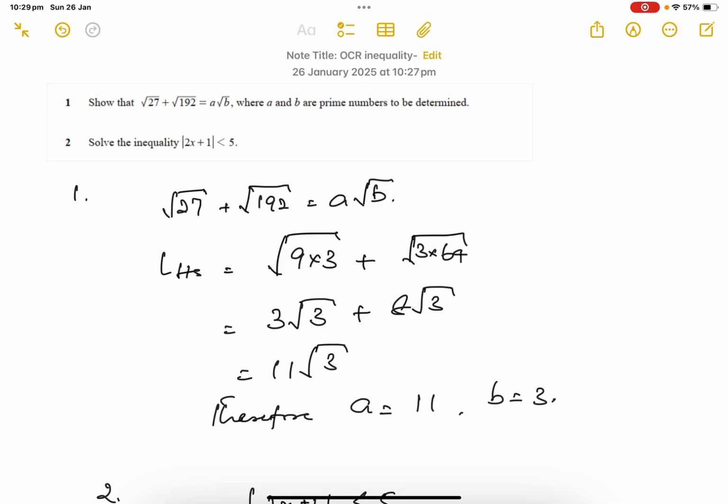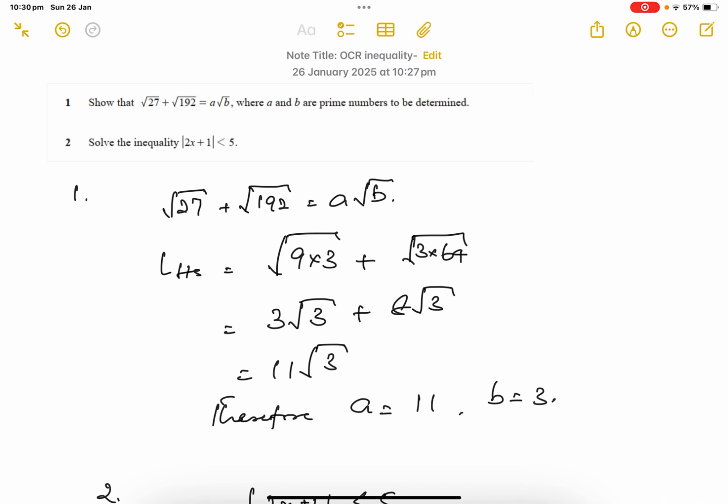So we can write the question again: square root of 27 plus square root of 192 equals a square root of b, where a and b are prime numbers. Let's start from the left hand side. The 27 can be written as 9 times 3. 9 is a complete square, and 3.